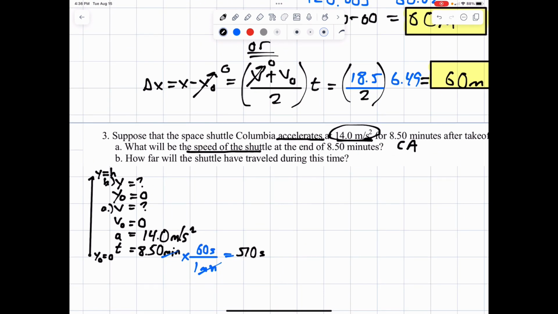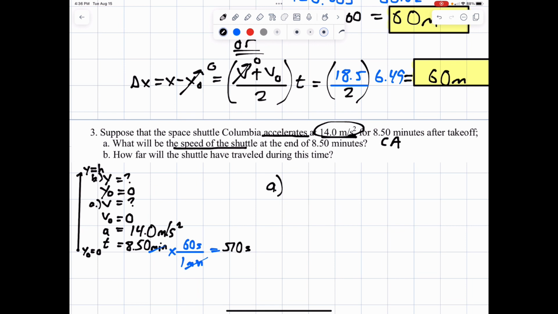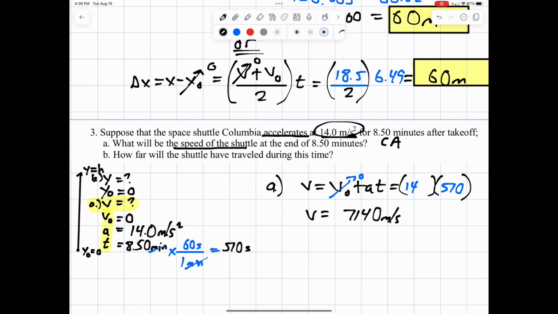So let's take a look at how to do this problem. Part A, I am trying to find the speed, and I'm given v naught, a, and t. So once again, equation number 8 will work well. v equals v naught plus a times t. Realize you get to cancel the v naught, and we'll go ahead and plug in for a times t. So a would be 14, t would be 510, and v would equal 510 times 14, which is 7,140 meters per second.